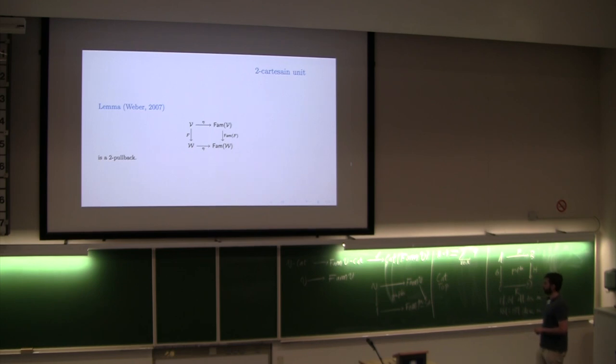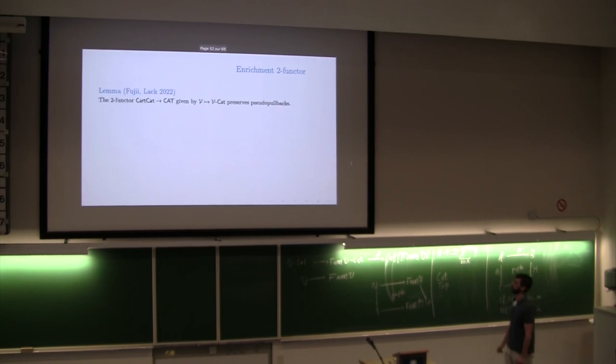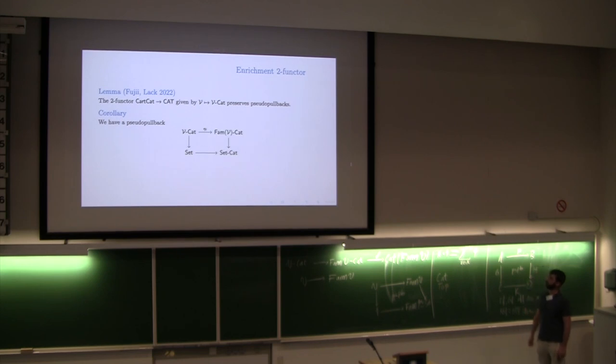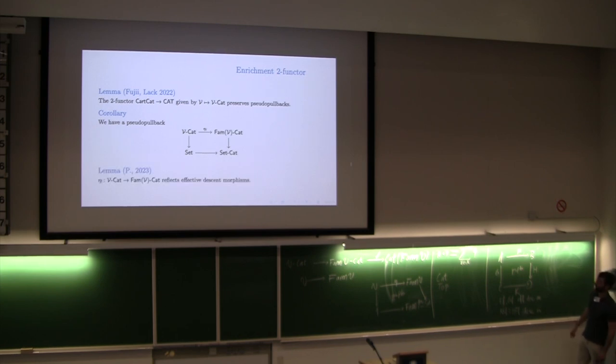Okay, now there's only one step left. By a recent preprint by Fujii and Lack, the enrichment functor preserves pseudo pullbacks. So we take this pseudo pullback, we map it via the enrichment functor, and we obtain another pseudo pullback. Okay? This is eta. That's the direct image of eta. Now we are going to use Fermat's result to prove that the functor also reflects effective descent morphisms.